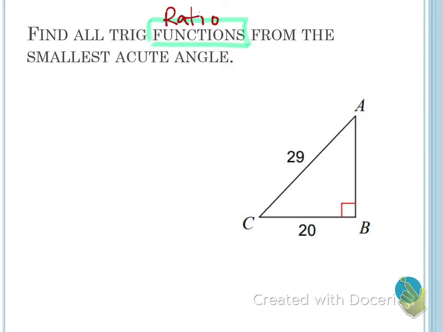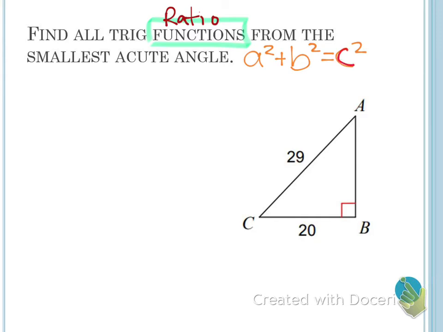It's a right triangle. What else do we notice? It doesn't have a side. So how do I find that missing side? The Pythagorean theorem. A squared plus b squared equals c squared. These are all side lengths. We're missing a side length, so we're going to use the Pythagorean theorem.